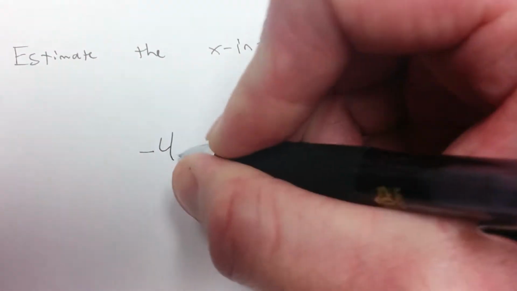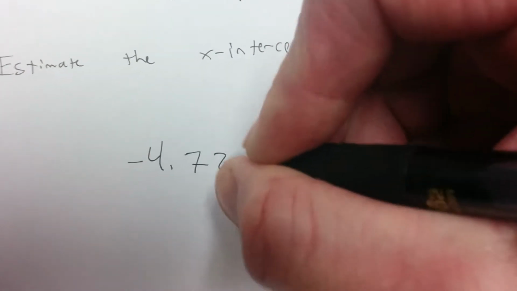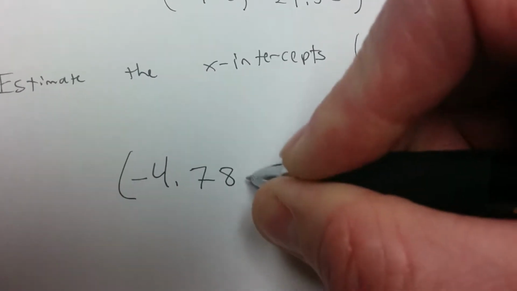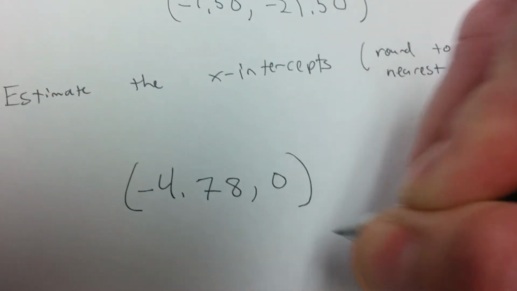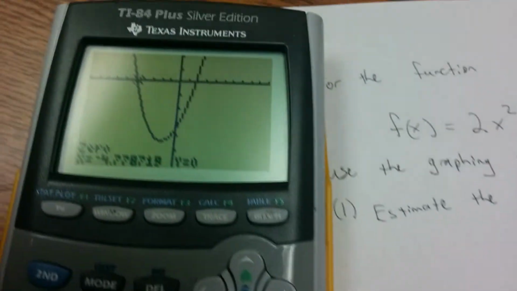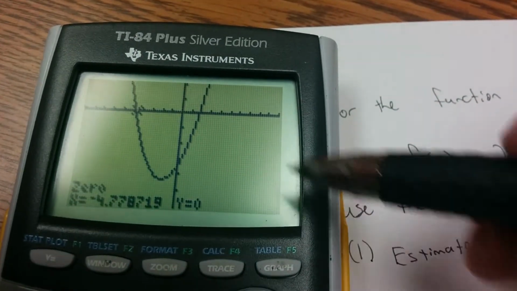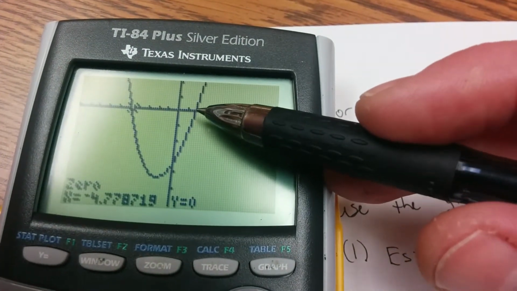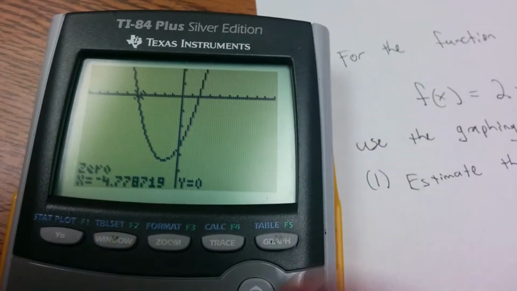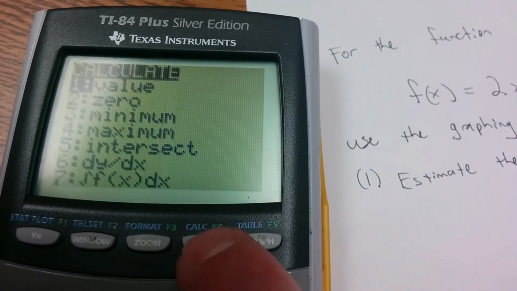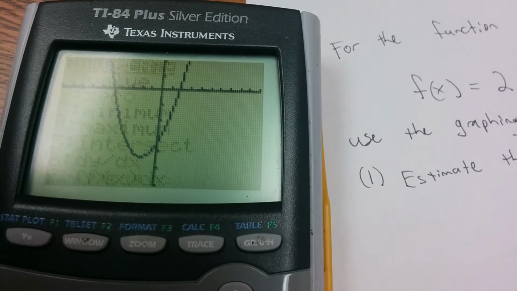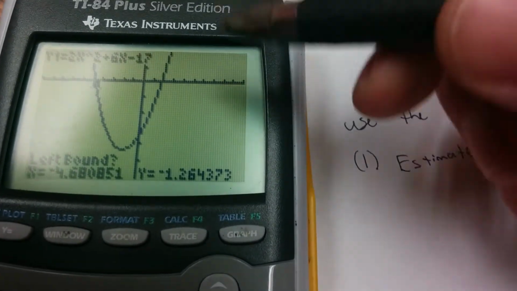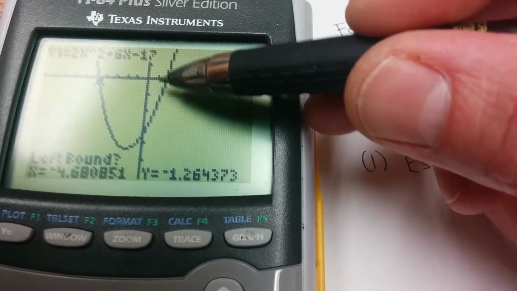So if we round this to 2 decimal places, it would be negative 4.78. Okay, that's the x-coordinate. And of course, for an x-intercept, the y-coordinate is 0. Okay, so if we have 2 x-intercepts, that's no problem. We can find the second one as well. We'll go right back, hit second, trace, select 0 again.